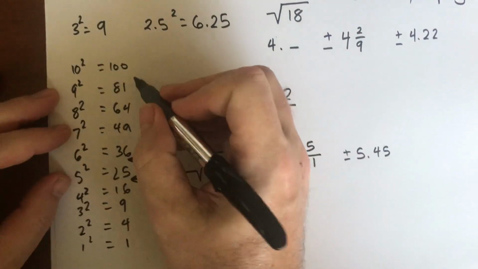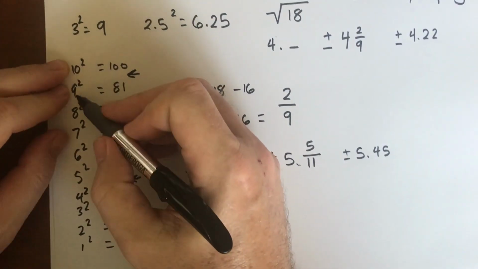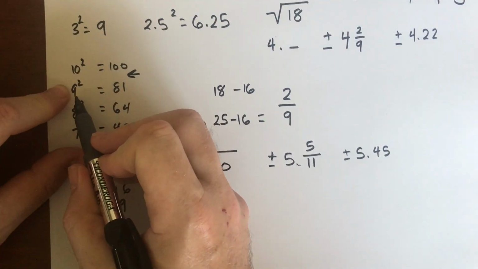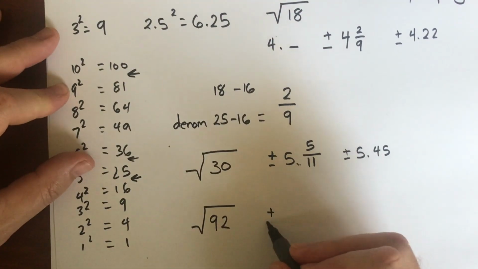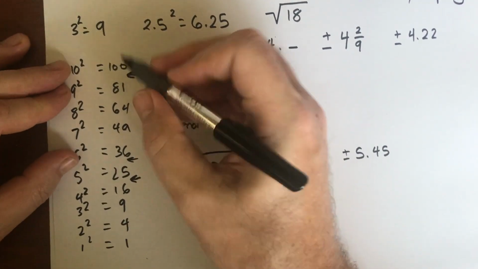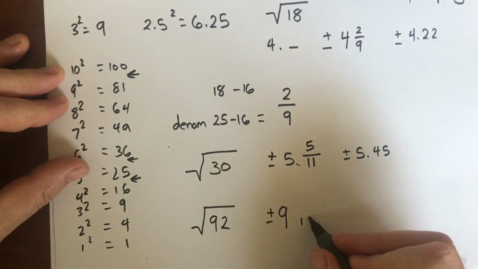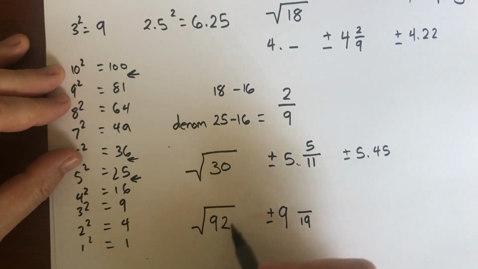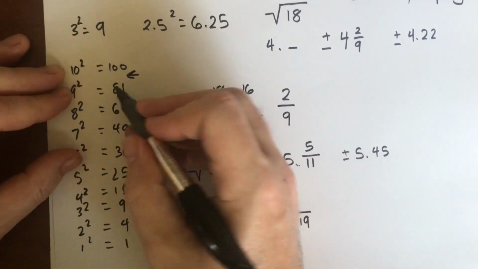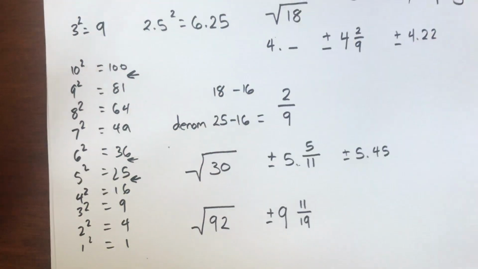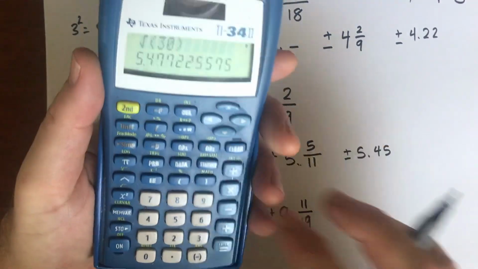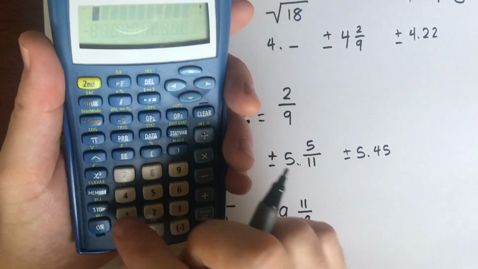So the square root of 92 falls right here between 10 squared and 9 squared, 81 and 100, right? So you look at the lower perfect square's root, 9. So this is going to be positive or negative 9. Let's create the fraction. The difference between 81 and 100 is 10 plus 9, 19, right? Now we subtract the lower perfect square from 92. 92 minus 81 is 11. So if you got positive or negative 9 and 11/19, you're pretty darn close. I will accept that. That is a great answer.